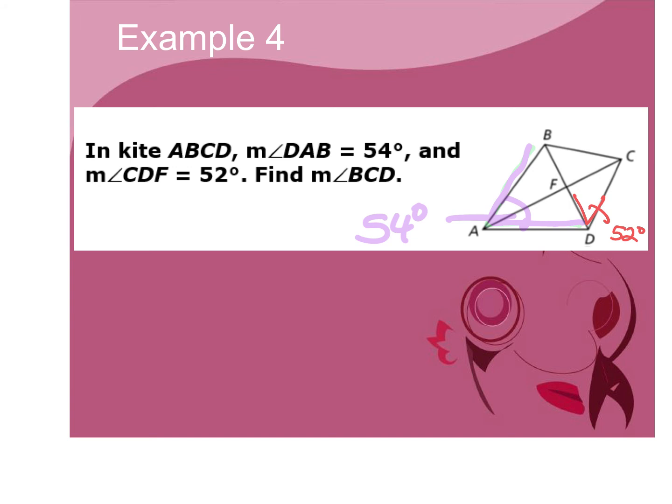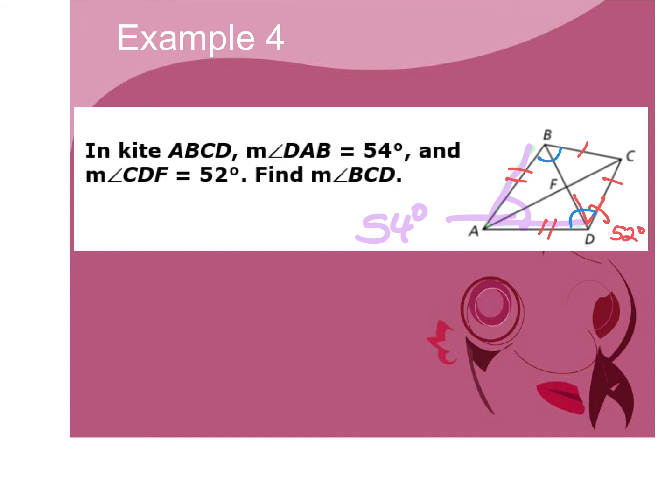Now, I know my properties of a kite tell me that I have exactly two pairs of congruent consecutive sides. So that tells me that BC is congruent to CD, as well as AB is congruent to AD. I also know that I have exactly one pair of opposite angles congruent, but I'm not going to use that. But just so you're aware, these would also be considered congruent.